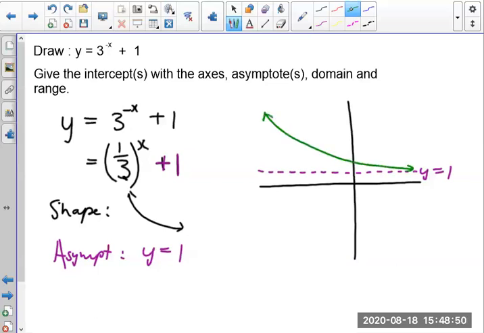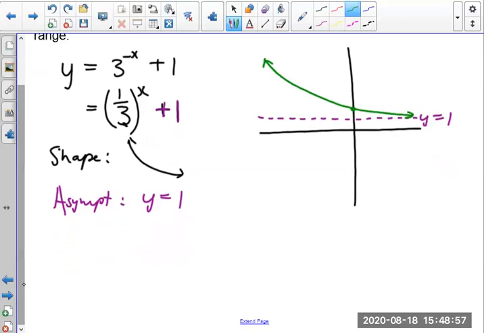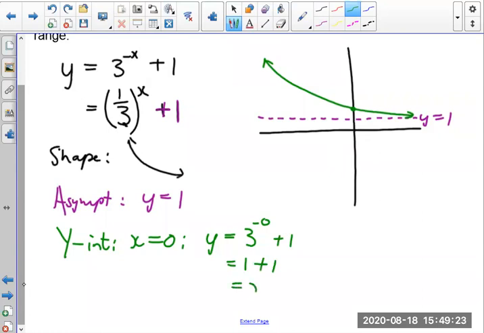So can you see all that you have to calculate is a y-intercept. You don't have to calculate an x-intercept. I will show you now if you don't see that. So let's calculate the y-intercept. For y-intercept, you make x 0. So you have y equals 3 to the minus 0 plus 1. Now 3 to the minus 0 is just 1. Anything to the 0 is 1. Plus 1, that gives me a y-intercept of 2.